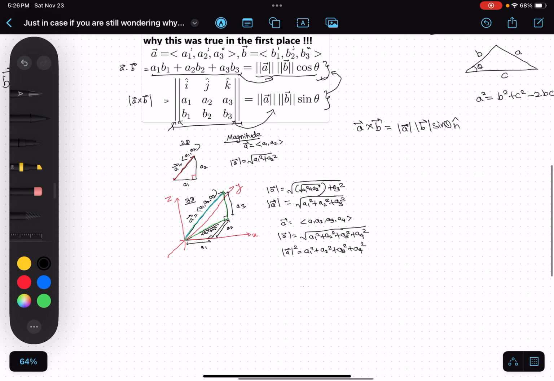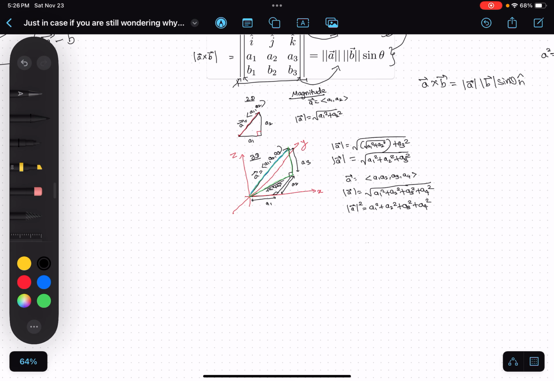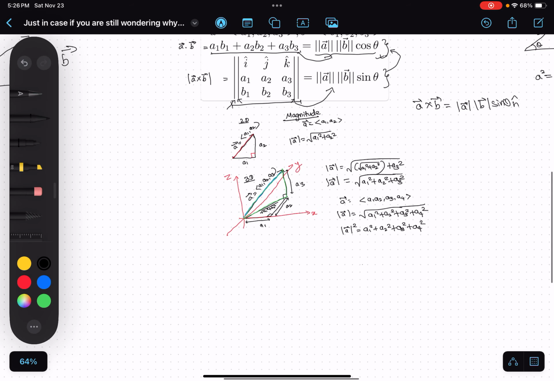So for now we will just try to prove that the magnitude is given by AB sine theta. Let's see how we do that. First of all, we know that to find the A vector cross B vector, we need to use the determinant, right?